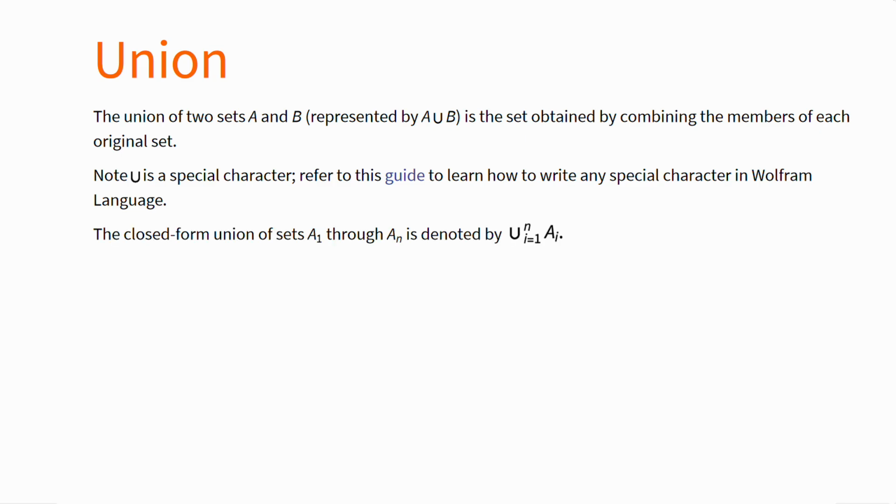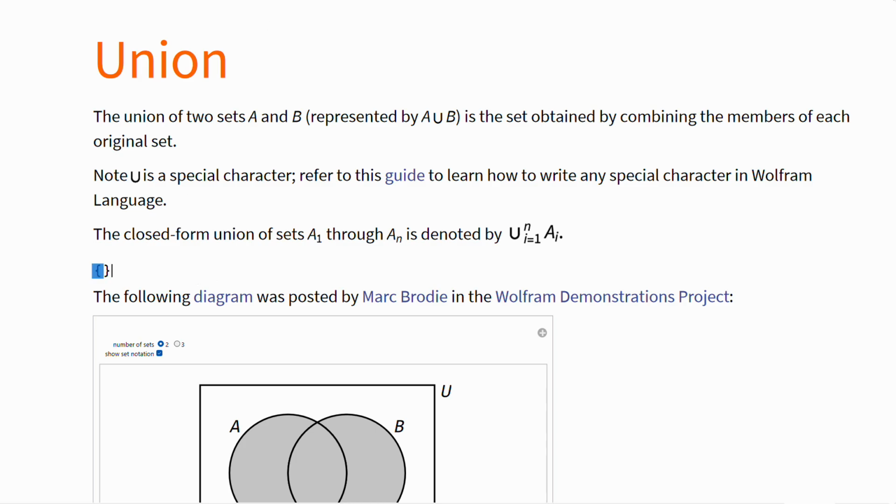For union, you'll sometimes see it written like this, which means the union of the sets A1, A2, A3, up to AN. Use this union symbol to get a sorted list of all distinct elements. Now consider two sets, 1, 2, 3, and 3, 4, 5.